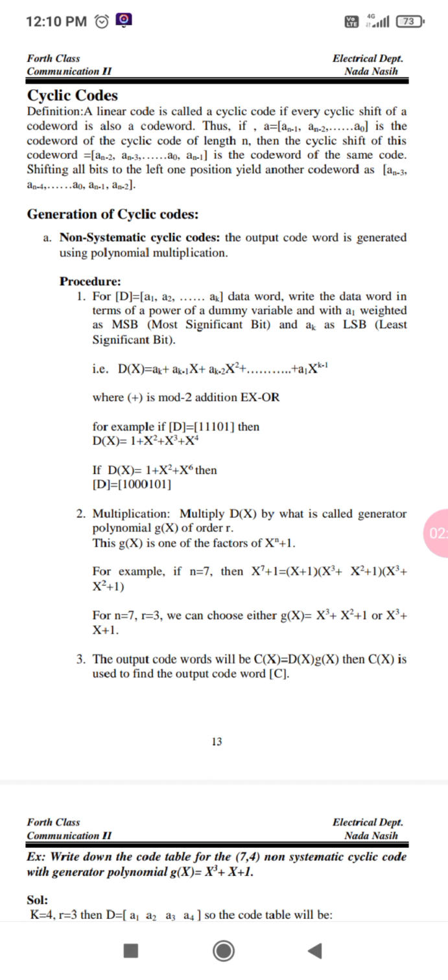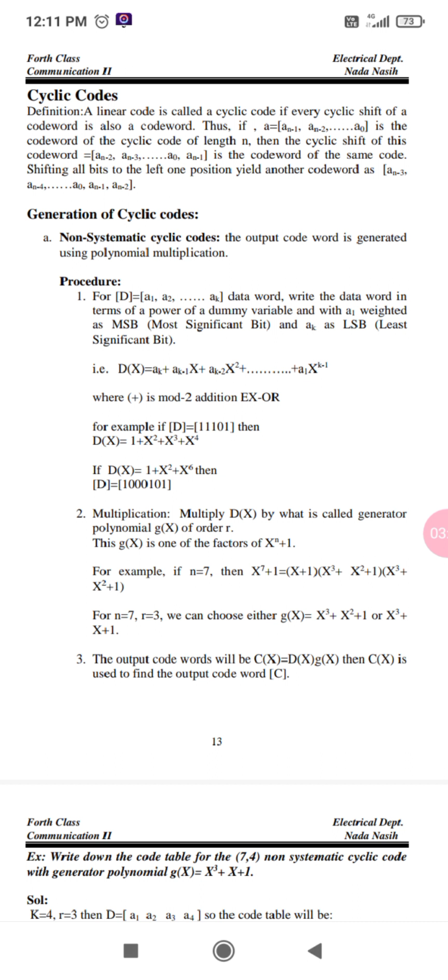Thus, if a = (an-1, an-2, ..., a0), where C is used to denote the cyclic code and A is any alphabet you can use, is a code word of the cyclic code of length n, then the cyclic shift of this code word, (an-2, an-3, ..., an-1), is also a code word of the same code. Clear? Shifting all bits to the left one position yields another code word, (an-3, an-4, ..., an-2).